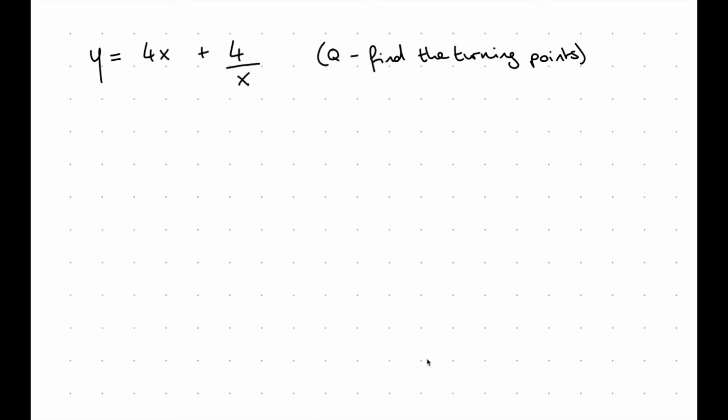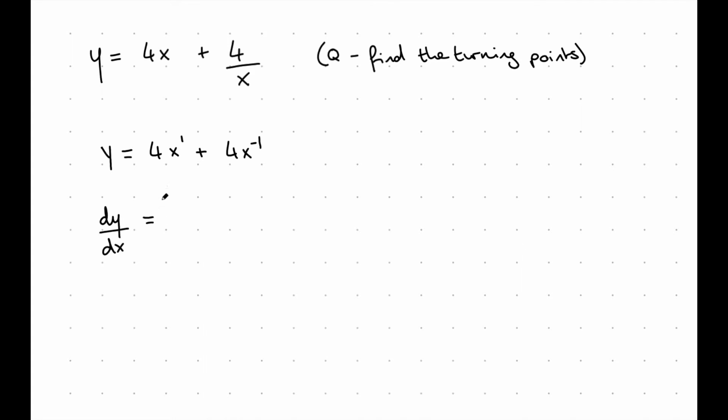So the first thing I would do here is not differentiate it. I would actually rewrite this out as y is equal to 4x plus 4x to the minus 1. Now I'm able to differentiate it because it's all in the powers that I need to work with when I do my differentiation, and it is a nice straightforward question from here.